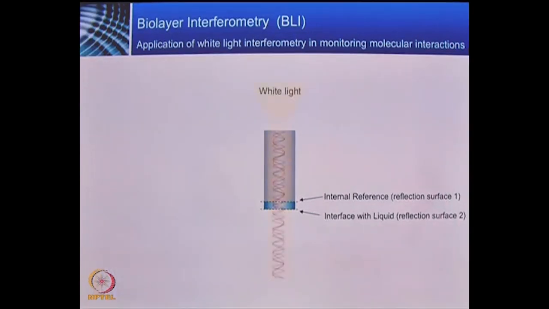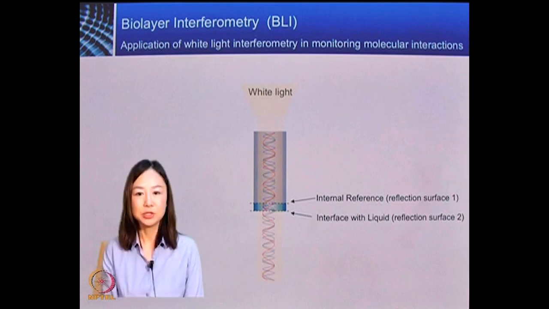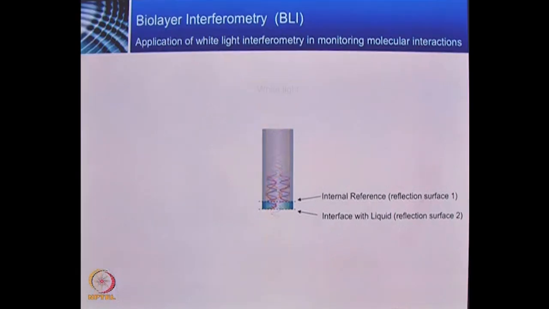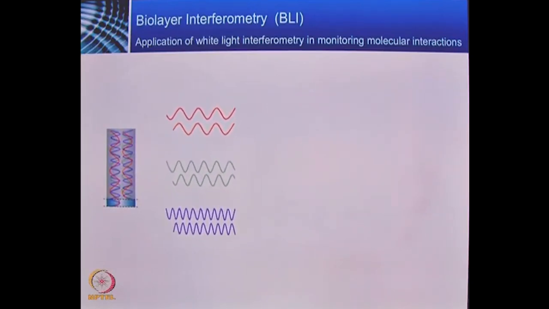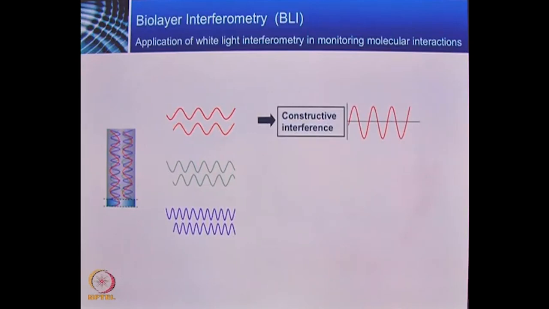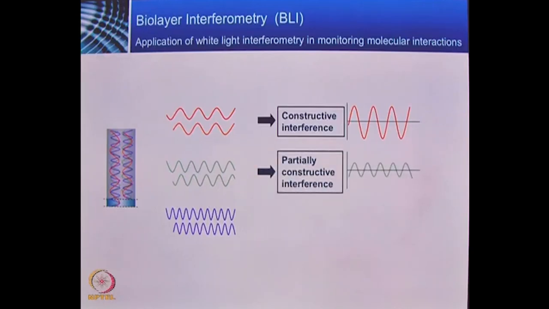When the biosensor is put into the BLI instruments, the instruments will generate visible lights. These lights will go through the biosensor, and as we know, some of the lights will be reflected from the two layers of reflection surfaces. Since the white light has lights at different wavelengths, the two reflected wave beams will interact with each other. Light at certain wavelengths will show a constructive interference. Some will show a partially constructive interference, and some will show negative interference or destructive interference.